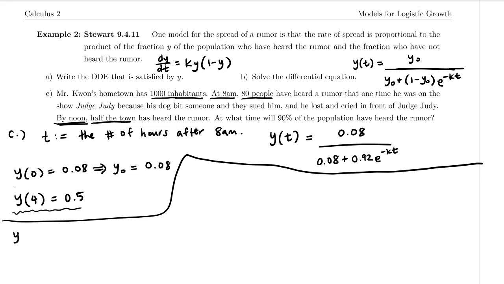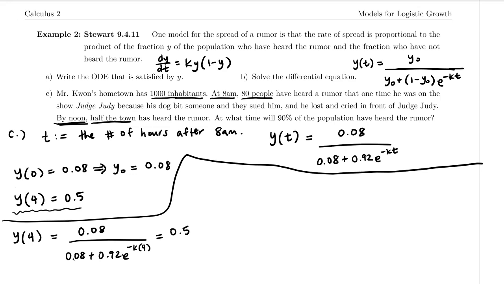Okay, so y of 4 equals 0.08 over 0.08 plus 0.92 e to the negative k times 4, because it's at noon, which is 4 hours after 8 a.m., and we know that this is equal to 0.5. So let's use this to help us solve for k or something close to k, and you'll see what I mean by that in just a moment.